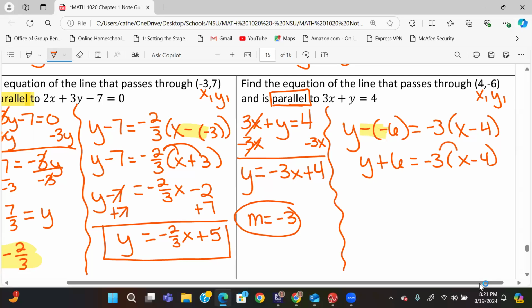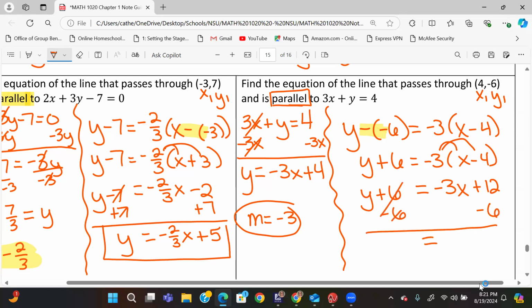Now from here again, we're going to distribute, we're going to multiply. So I have negative 3x. The negative 3 times negative 4 is going to give us a positive 12. And again, you can use your calculator for that if you need to. Still need to get y by itself, so we're going to subtract the 6 from both sides. Those go away and you're left with y. I have negative 3x, and then 12 minus 6 is a positive or plus 6.